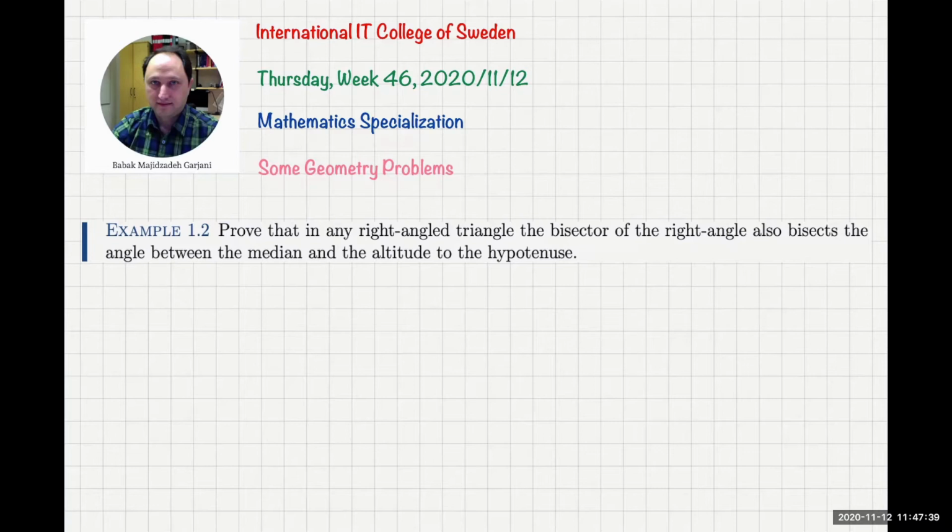So prove that in any right angle triangle, the bisector of the right angle also bisects the angle between the median and the altitude to the hypotenuse. I don't think it is hard to understand what the question means, but if you don't understand it, we can come and draw the picture, make it a little bit clear for you.